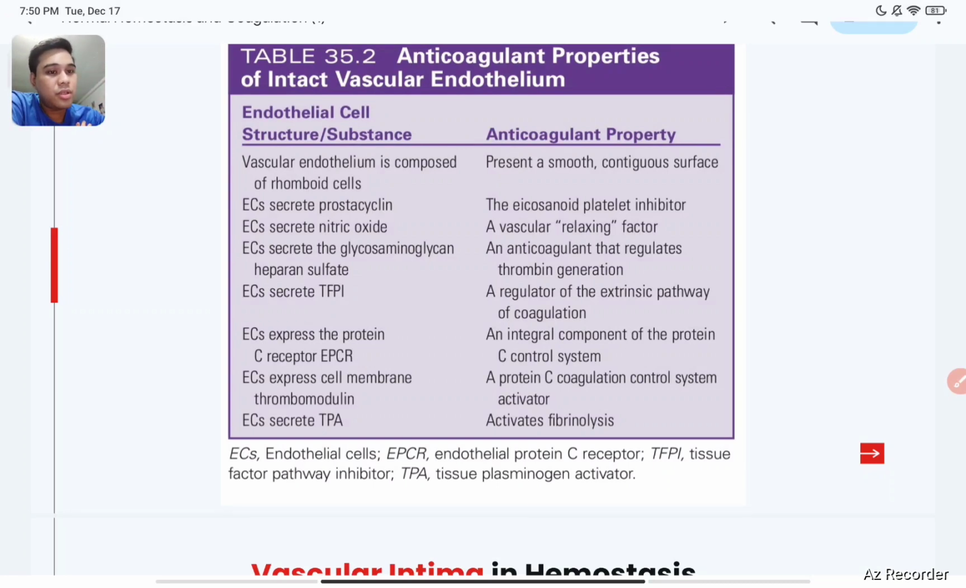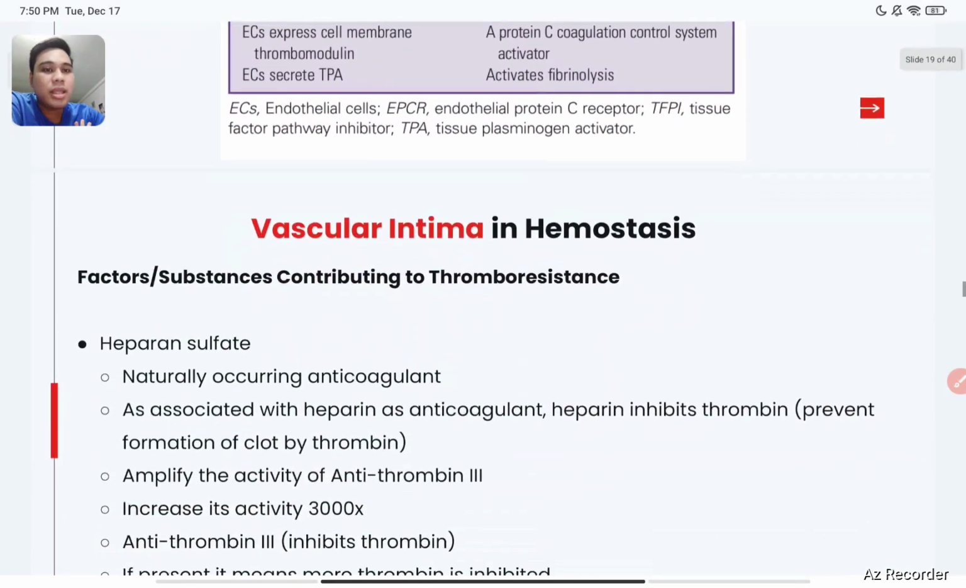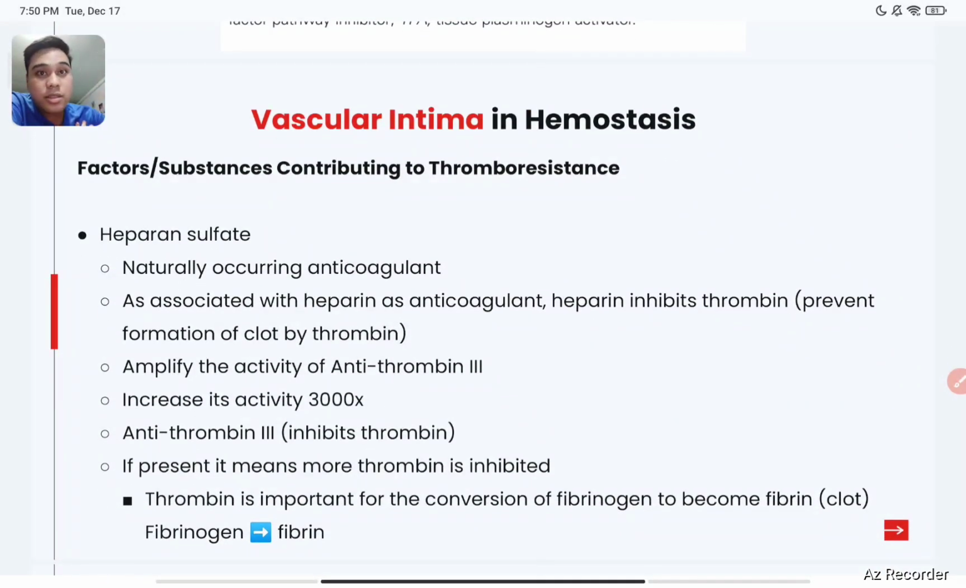What else? So you also have your protein C coagulation control system activator in the form of your cell membrane thrombomodulin. So basically lahat ng to, they are all anticoagulant. It prevents clotting, okay? Ito yung mga natural substances na nasa endothelial cell natin para hindi magkaroon ng clot. So in order for us to form a clot later on, you need to inhibit tong mga to, okay? Sige. So let's go to them one by one.